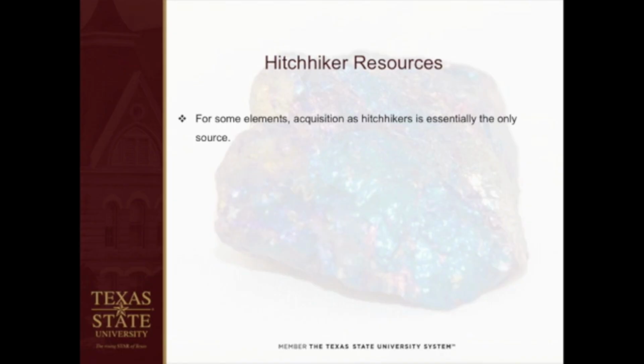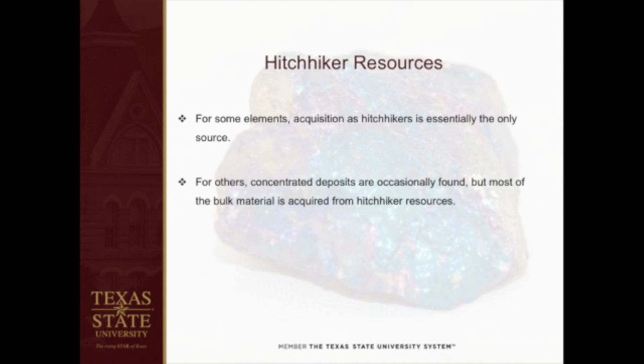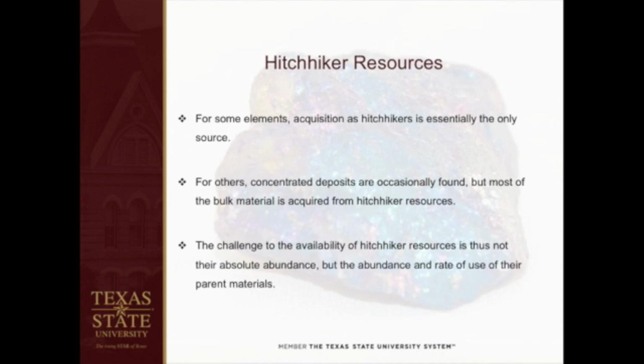Now, for some elements, availability or acquisition as a hitchhiker is the only means. For others, they do appear to some extent in a bulk form, but predominantly again in the hitchhiker form. The challenge to the availability of these hitchhiker resources is not their own absolute abundance, but rather the abundance of the parent and the rate of use of the parent.